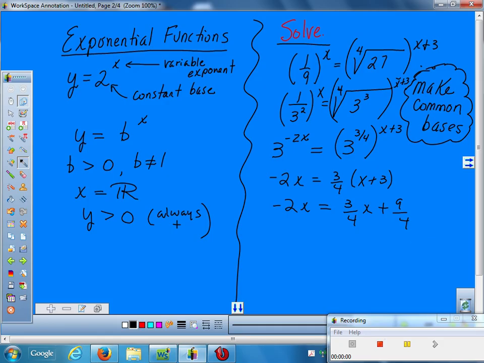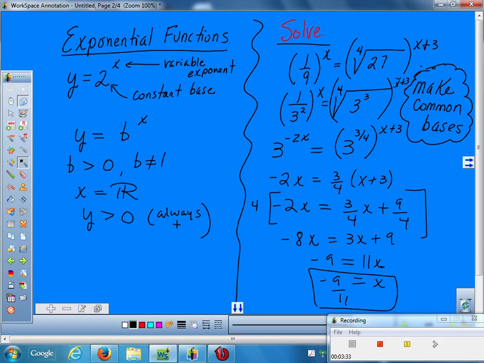Now, your choice. You want to keep the fractions, or you want to get rid of the fractions? Get rid of the fractions. Okay, and so then the beauty over here is I'm just left with 3x plus 9. And I'm going to add over here, so that means I have 11x equals negative 9, and x is negative 9/11. Ta-da!